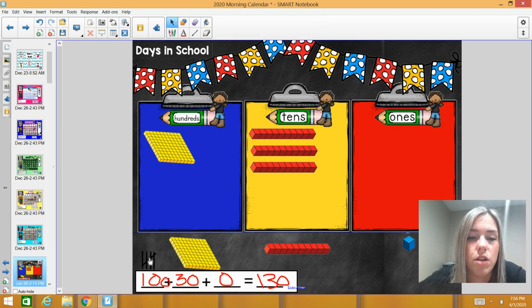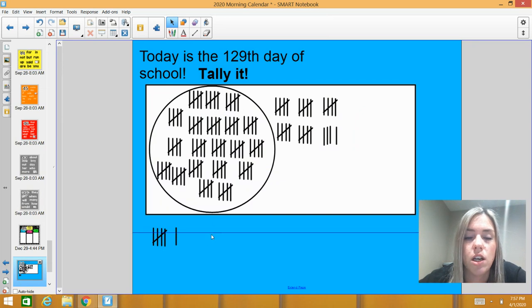Now let's go on to our tallies. We can't add one more. Well, we can. That's what we need to do. But we know once we get 4 tallies, we need to make a tally bundle. So let's add a tally bundle.